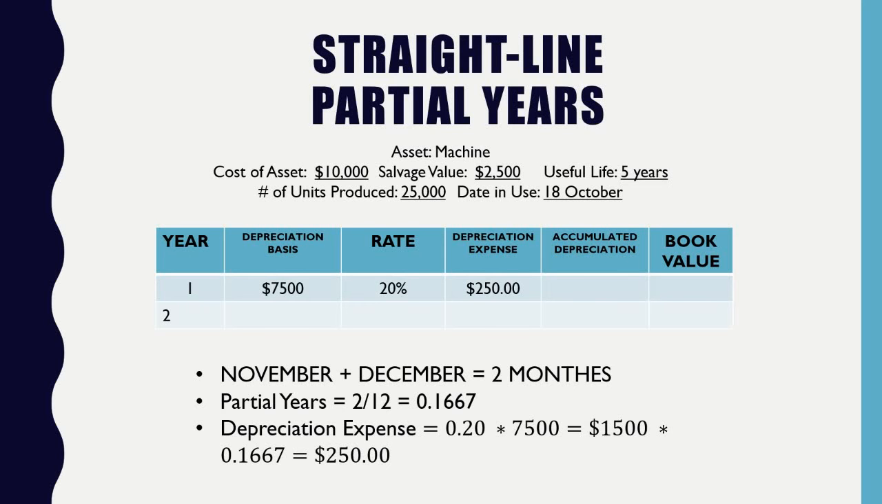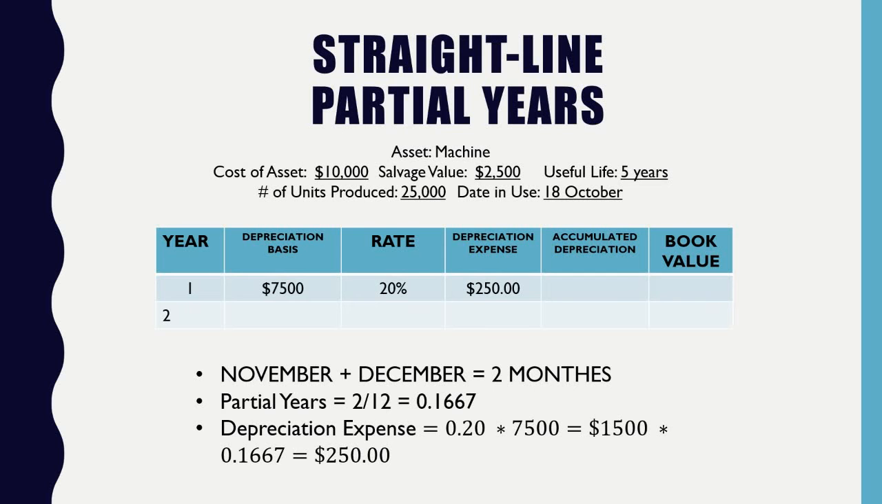Right? You would take the 1,500 and divide it by 12. And then the next step after that is, how many months have you used already? You used 2. So you multiply it by 2 and you should get roughly the same answer, 250. Okay? All right. Now that we have that out of the way, the accumulated depreciation is going to be 250, etc., etc.